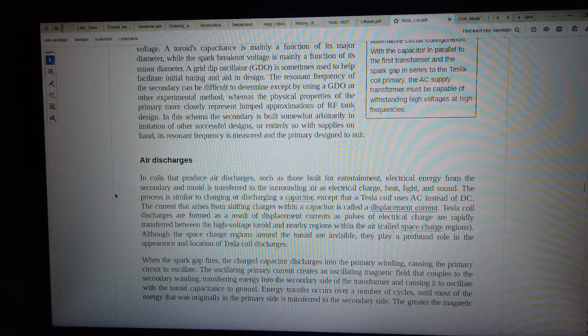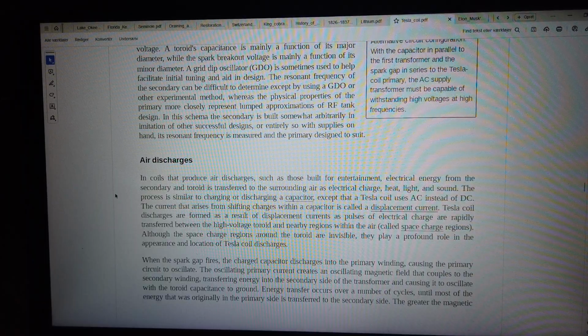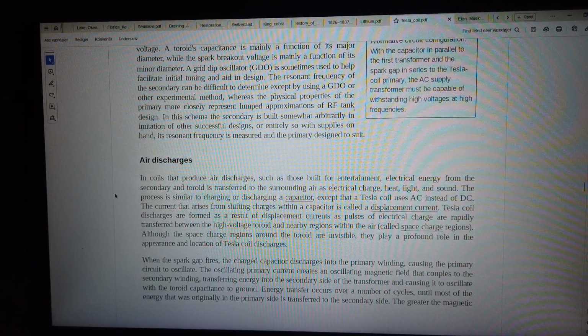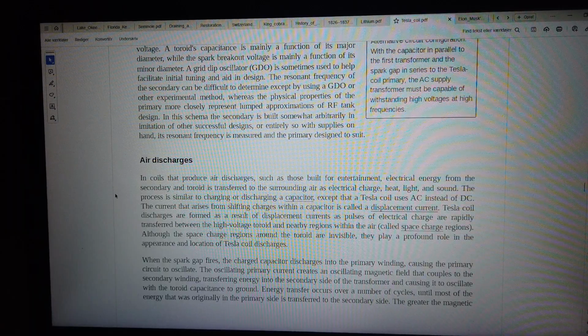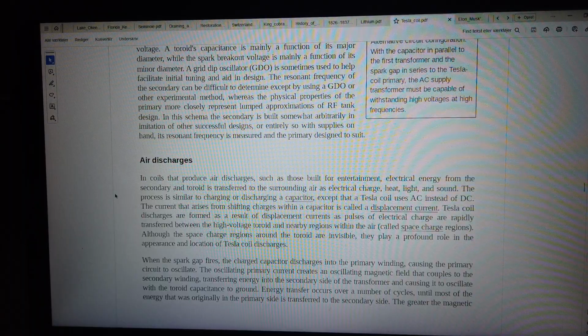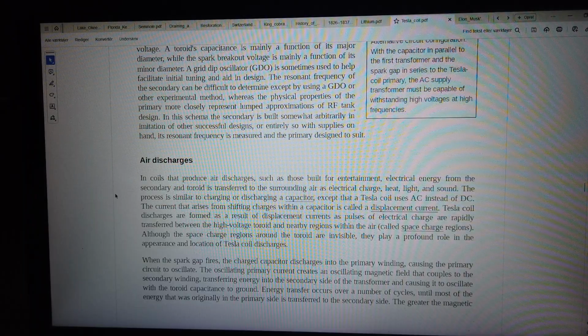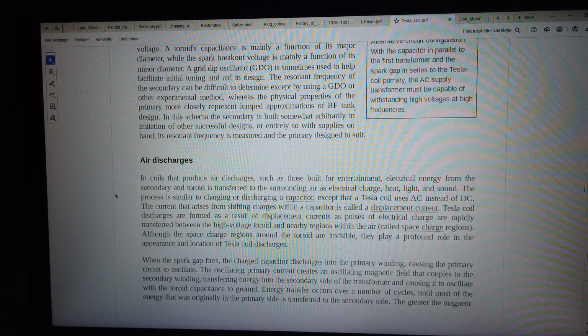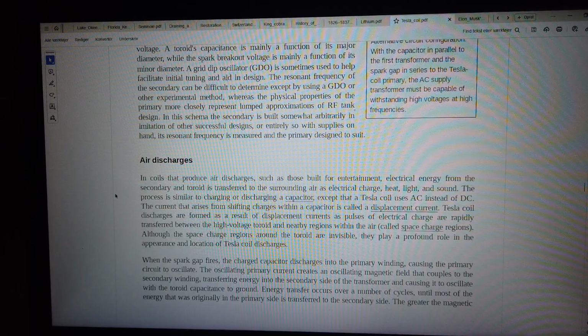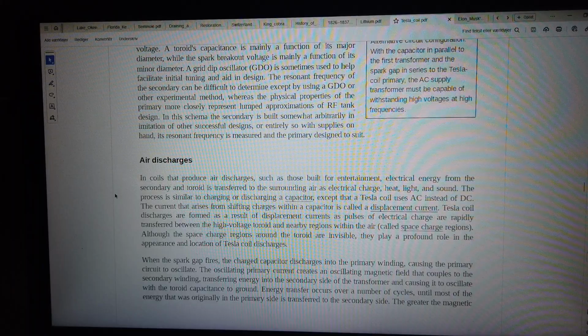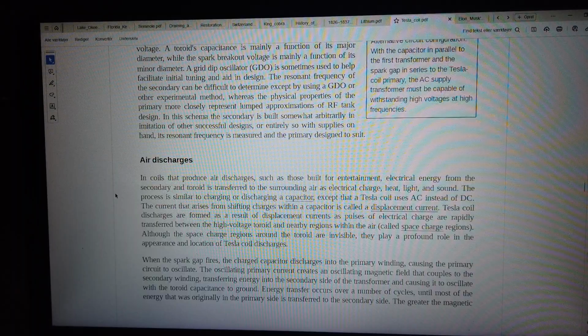of Tesla coil discharges. When the spark gap fires, the charged capacitor discharges into the primary winding, causing the primary circuit to oscillate. The oscillating primary current creates an oscillating magnetic field that couples to the secondary winding, transferring energy into the secondary side of the transformer and causing it to oscillate with the toroid capacitance to ground. Energy transfer occurs over a number of cycles, until most of the energy that was originally in the primary side is transferred to the secondary side.